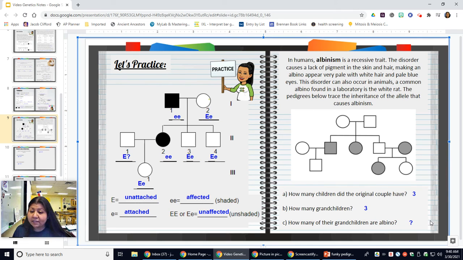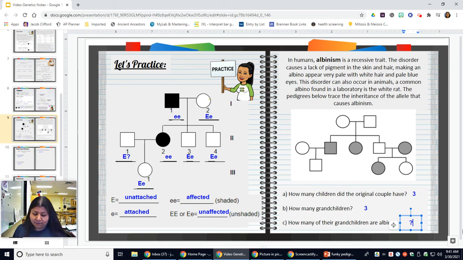How many of the grandchildren are albino? Albino is a recessive trait, so it's the one shaded in. I can see that I have 2 children that are albino. I had another albino marry in, and so I have 1 albino grandchild.